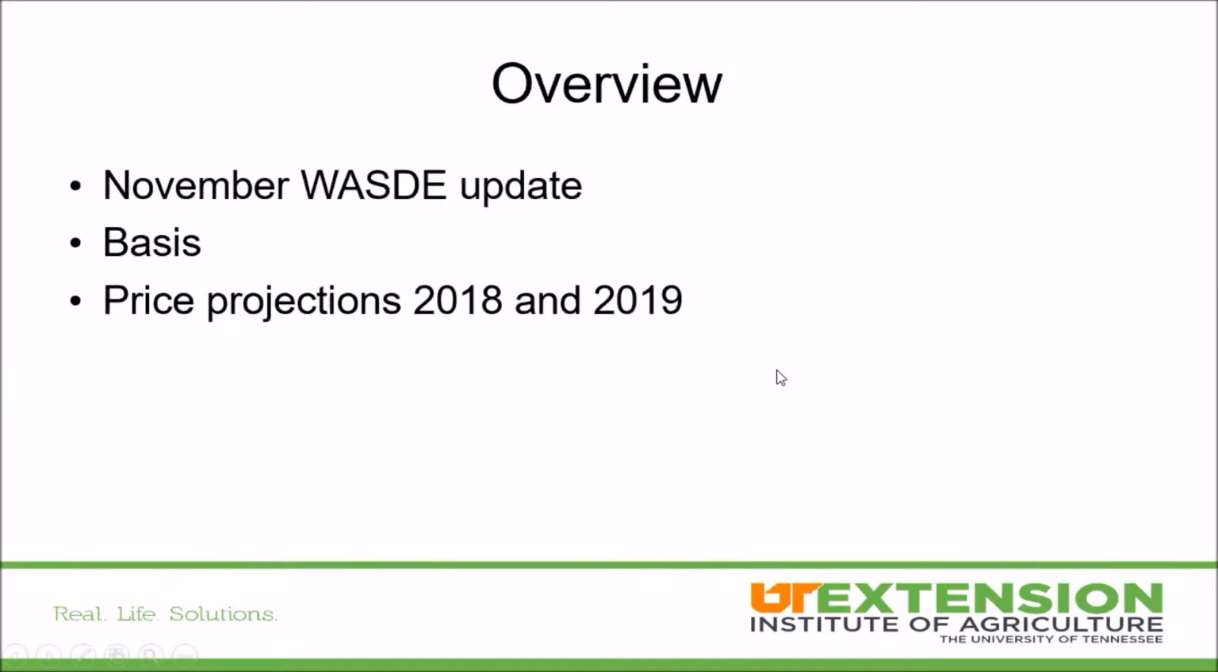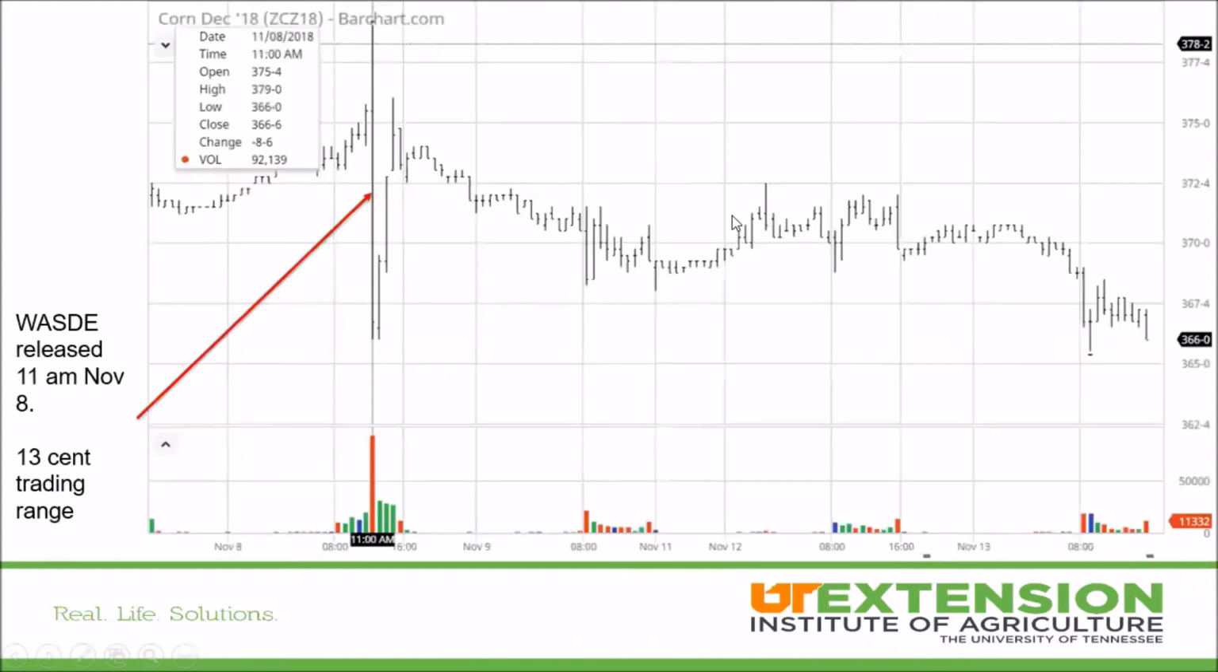So what I'm going to do is briefly talk about the November WASDE. It came out on the 8th, and there was some interesting information in there. I'm not going to spend a lot of time, but it is worth noting that there have been a few changes that could potentially impact where prices are going. Then I'm going to talk a little bit about what's going on with basis in Tennessee, and then look at some price projections for 2018 and 2019.